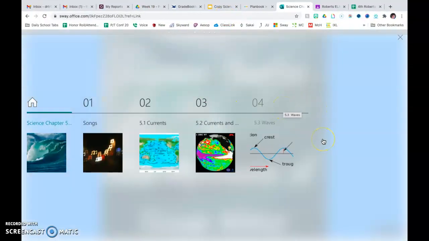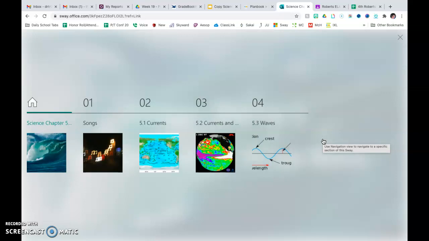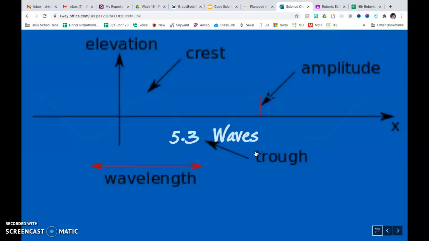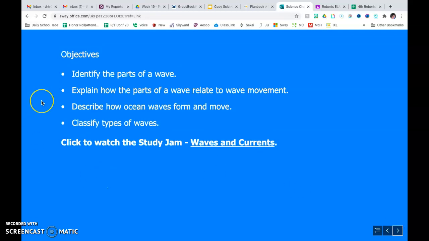We are going to continue our study of Science Chapter 5 today with Lesson 3, Waves. By the end of the lesson, you should be able to do the following: identify the parts of a wave, explain how parts of a wave relate to wave movement, describe how ocean waves form and move, and classify types of waves. You're going to come back and watch the study jam on waves and currents.